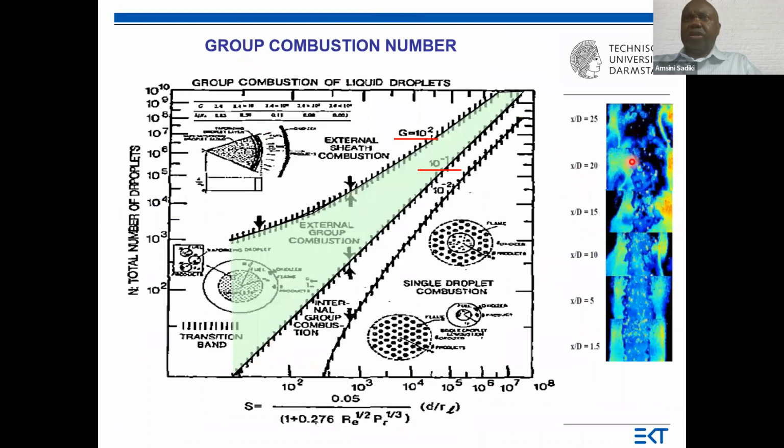And that is what we try also to put here. So we have the single droplets, we have internal group, and we have external group and the external sheet. And this is only the spray which is coming out. And this is the value of this combustion, the group combustion number, which is defined as the ratio of this 2/3 divided by this quantity, which includes this ratio we had at the beginning.